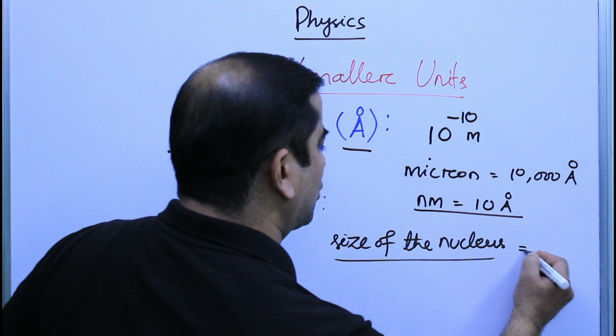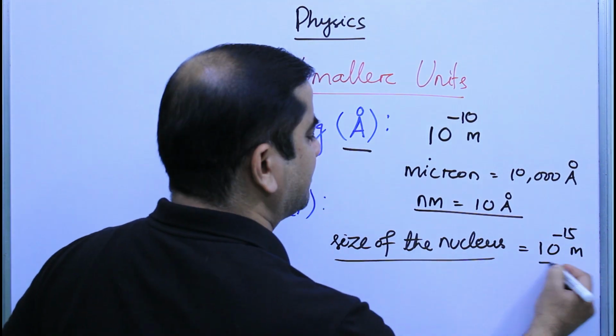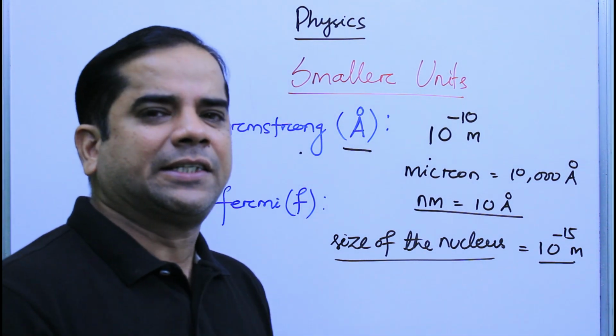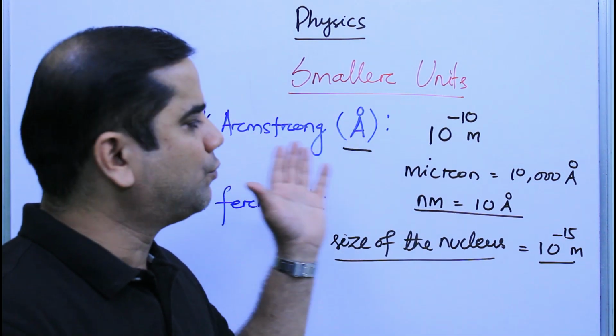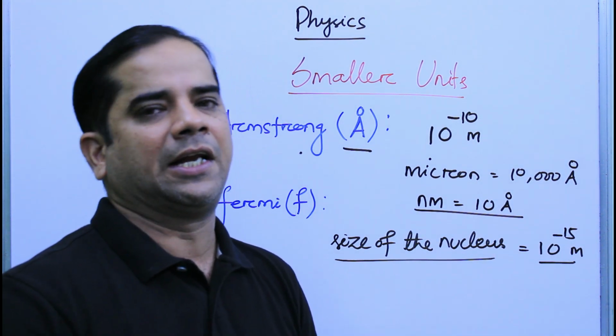It is equal to 10 to the power minus 15 meter. So these are the relationships between various smaller units of length and the SI unit, that is meter. You just need to remember the relationships.